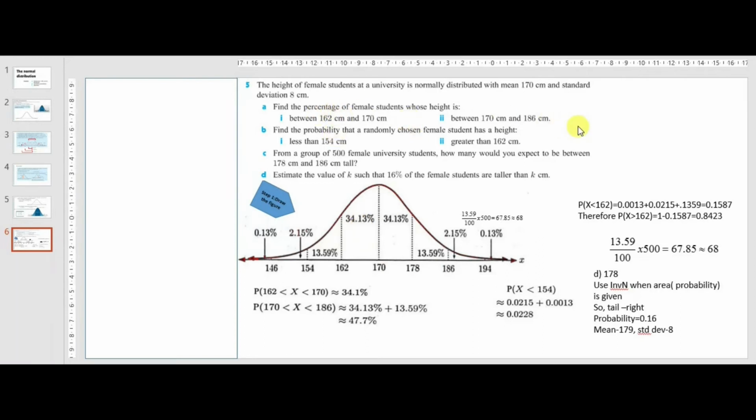The second example is between 170 and 186. So 170 and 186. Obviously, we are talking about using these two areas. So that's what I did here. Probability that x is greater than 170 and less than 186 is approximately equal to, you add this value, and this is your answer.